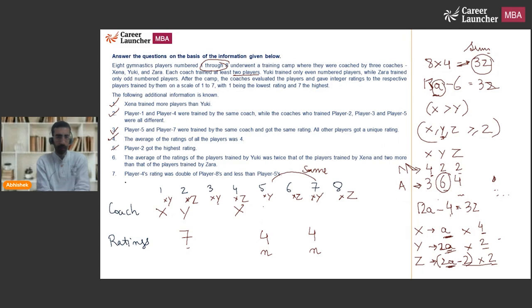And I think we have one line left. Player 4's rating was double of player 8's and less than player 5. Player 5 has a rating of 4. 4 is less than that and still double of something, so even. So player 4 would have 2 as a rating. Player 8 has less, so 1. There's no other possibility here.